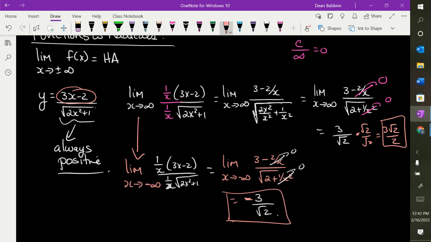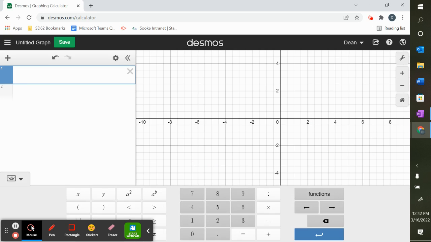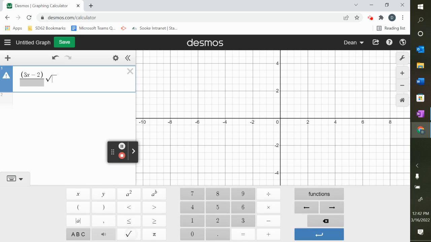And if you look at the graph of this, I'll punch it into Desmos here. 3x minus 2 over the square root of 2x squared. Whoa, not quite.